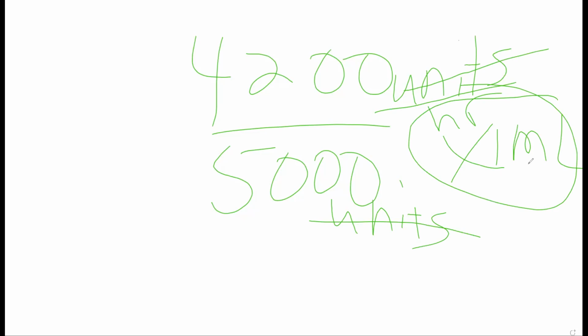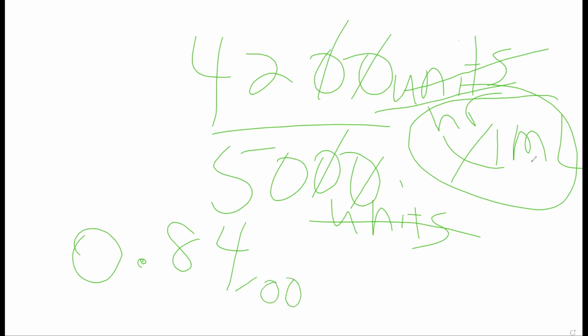And really, it's just 42 divided by 50, right? Because even if you wanted to, you can get rid of that, because there's an equal number on the top and the bottom. Again, the more simple you make the math, the easier it's going to be for you to do. And that should have gave you 0.84.